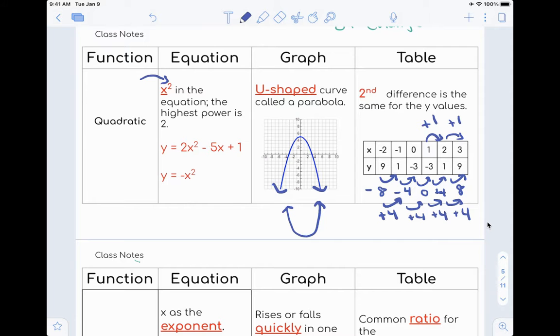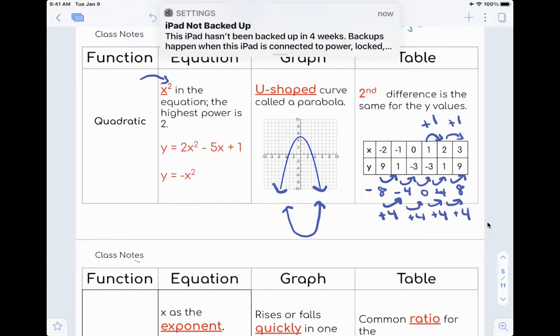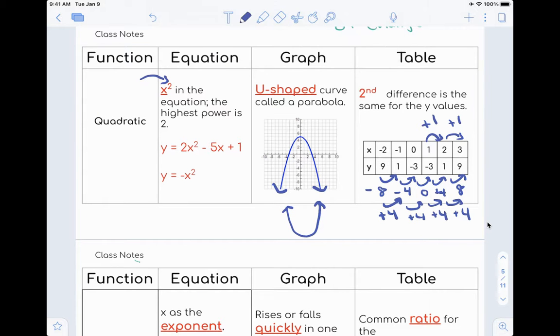quadratic function. So again, when I have an equation, I'm looking for the highest power in the x to be 2. When I have a graph, I'm looking for a U-shaped curve called a parabola. And in the table, I'm looking for that second difference to be constant in the y values.